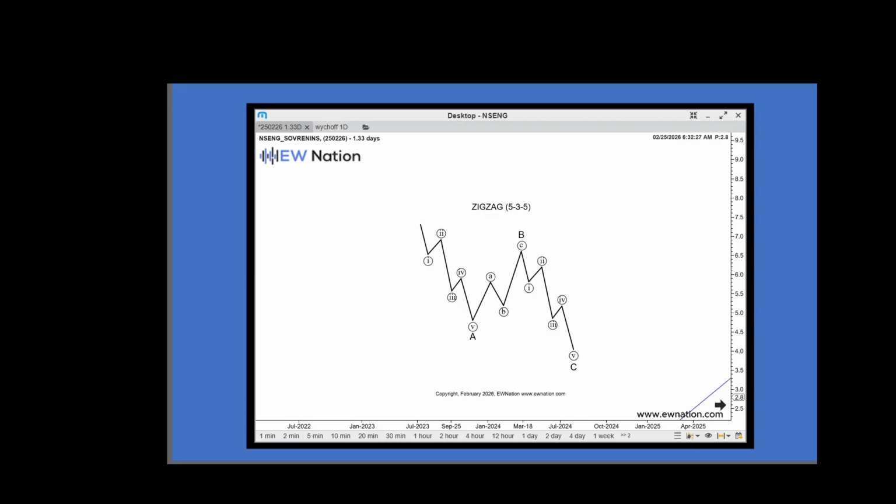I talked about zigzags before, but I just wanted to highlight this all over again. So zigzags are 5-3-5 patterns. Basically, we have 5 waves, 3 waves, and a 5 wave downwards as well. So better yet, it is basically an ABC with the substructure being a 5, 3, and a 5.